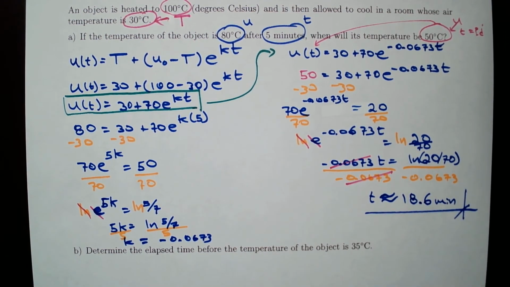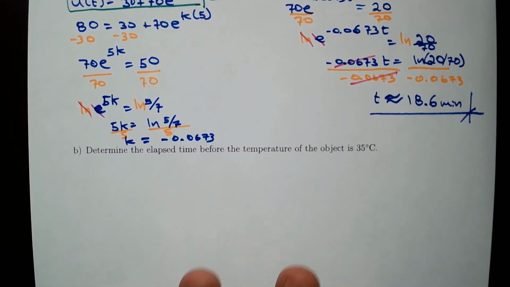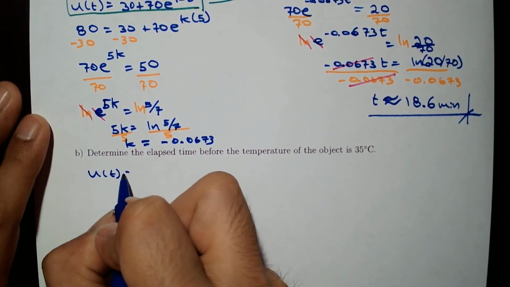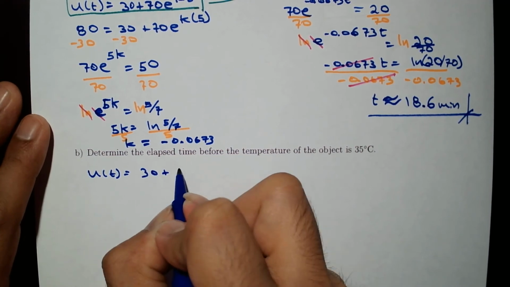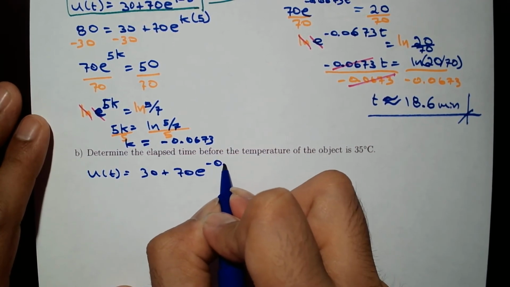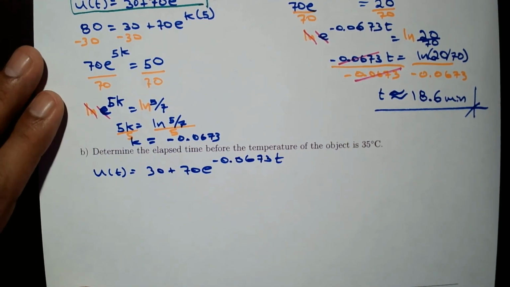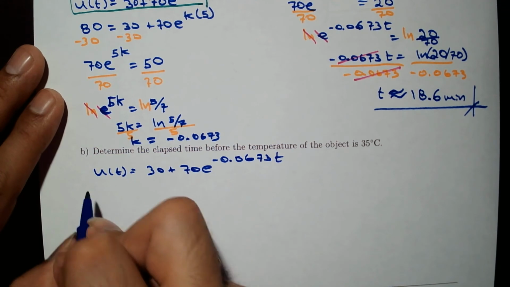All right. So that's the approximate answer to some decimal places, one decimal place, two decimal places, depending on what the homework is asking us for. Determine the elapsed time before the temperature of the object is 35. All right, so it's going to be very similar to this. So we know that U of t equals 30 plus 70 e to the negative 0.0673 t. So we're going to set this equal to 35.